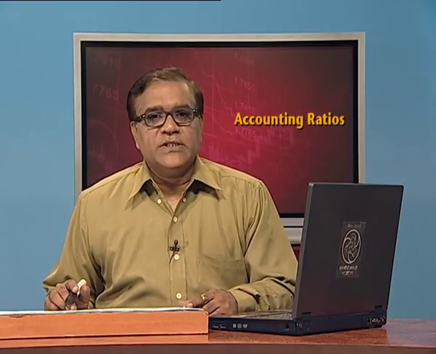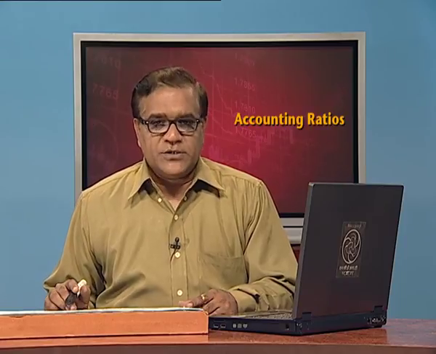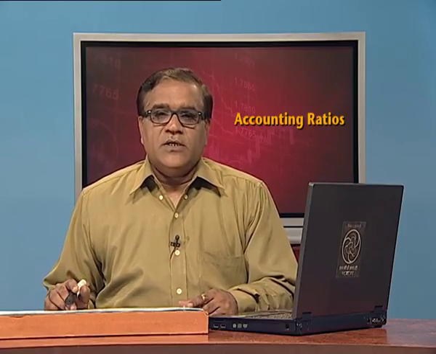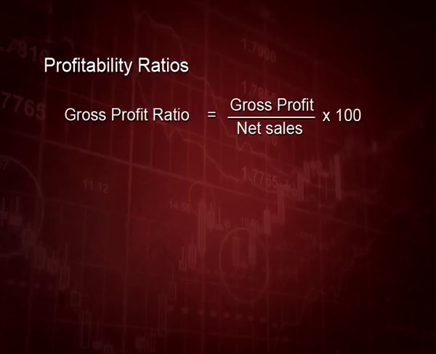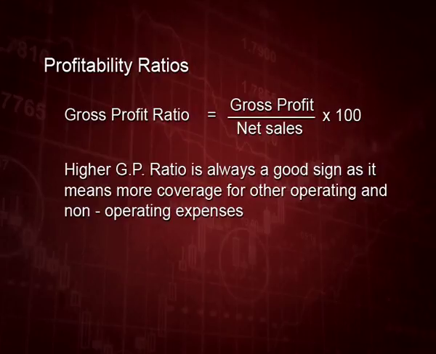The first ratio in this is gross profit ratio. Very simple, gross profit upon net sales into 100. Higher gross profit ratio is always a very good sign for the company, as it means more coverage for all other operating and non-operating expenses. That is, we can always have some amount for shareholders.